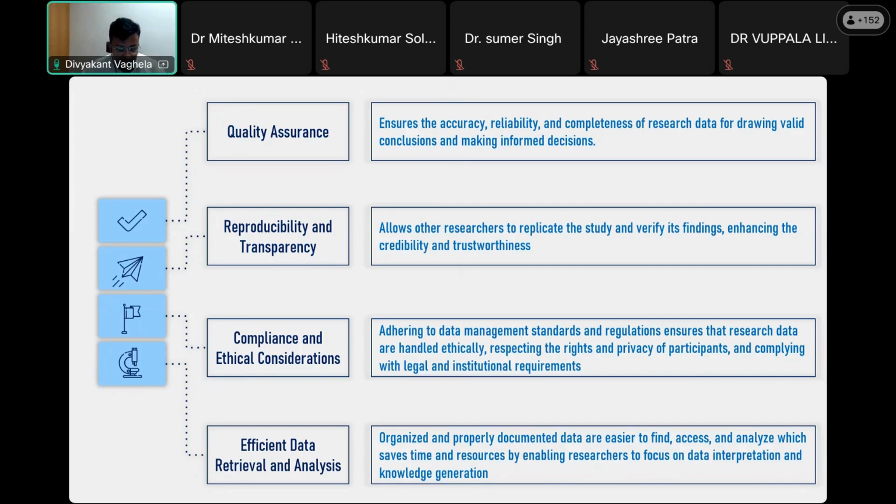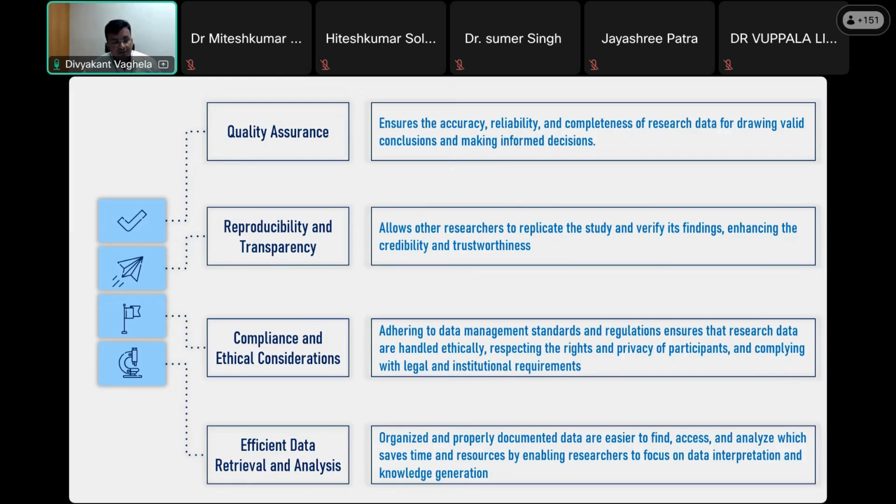of the institutions or funders or the governments. So it ensures that the research data are handled ethically, respecting the rights and privacy of the participants, with legal and institutional requirements. Efficient data retrieval and analysis: if a proper data management plan is done, then the data will be easier to find, access, and analyze, which saves time and resources by enabling researchers to focus on data interpretation and knowledge generation.